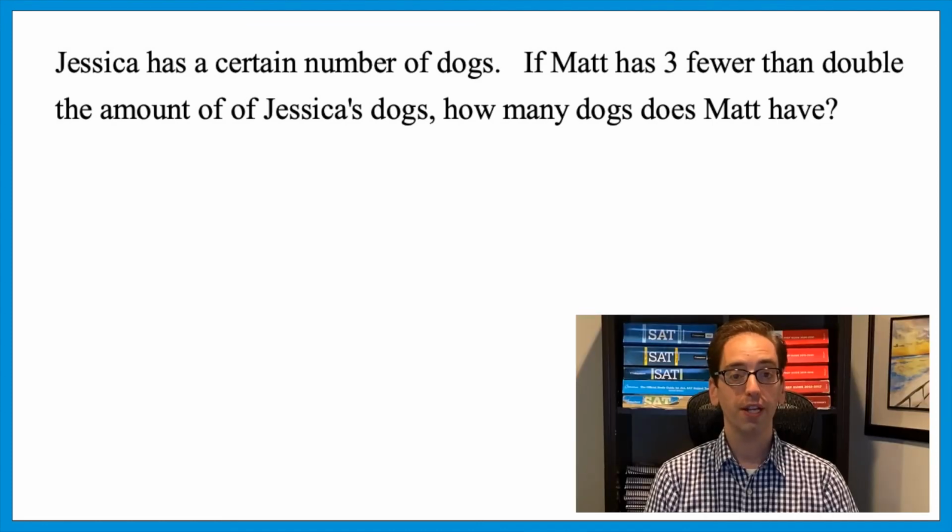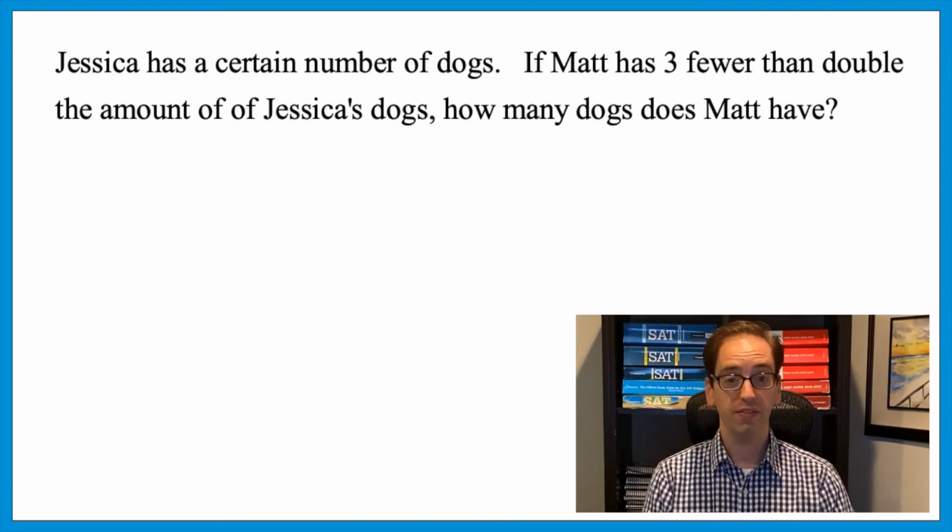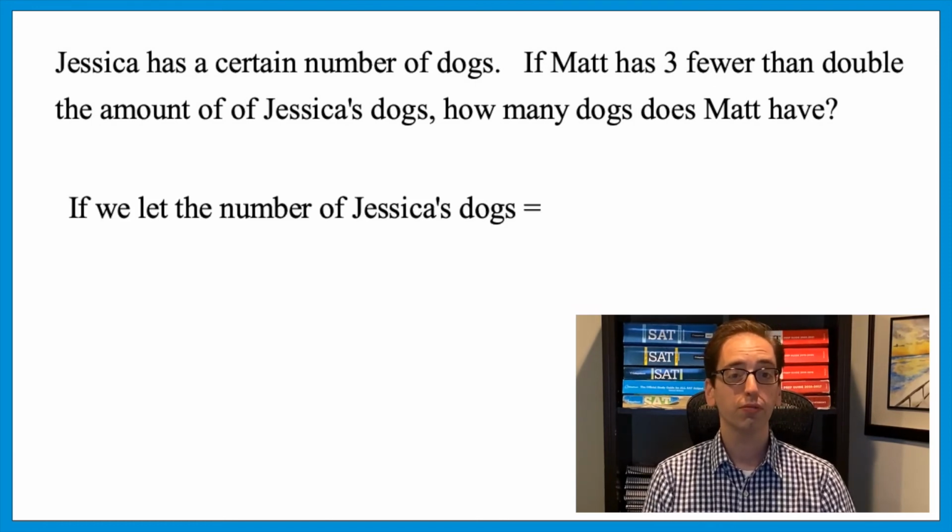So this is where setting up a let statement is very helpful. We let different terms have variable names. So what's a really great name for Jessica's dogs? Well, they're dogs, so let's let the number of Jessica's dogs be D. Now from there, what's a great name for Matt's dogs?